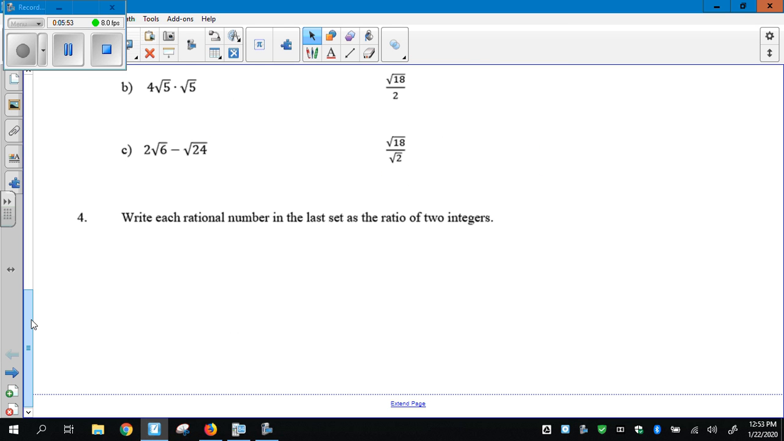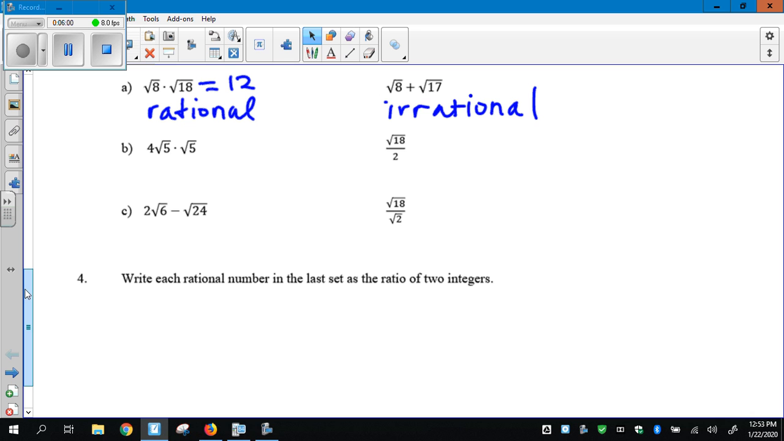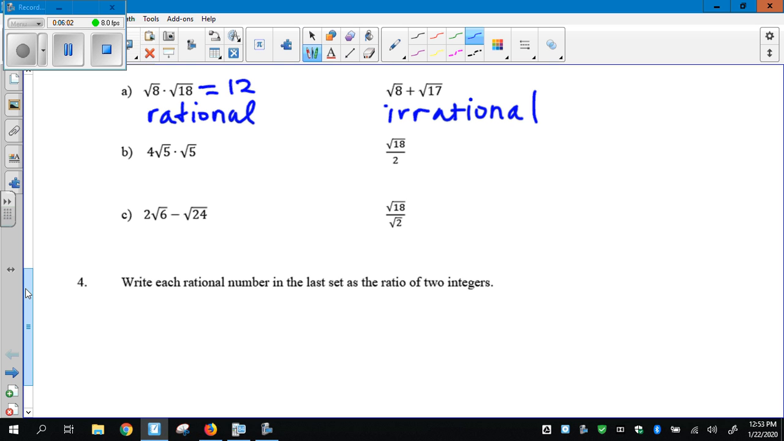It says write each rational number in the last set as the ratio of 2 integers. So any of these that are rational, like A up here, we want to write that as a ratio of 2 integers. If it's a whole number, it's pretty easy. We just do 12 over 1. But basically, you're just going to turn that into a fraction.